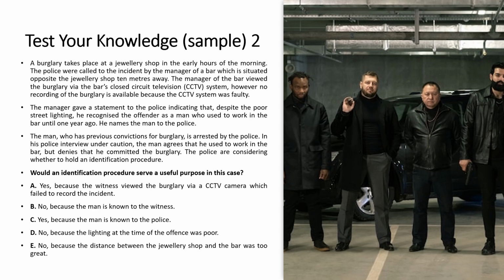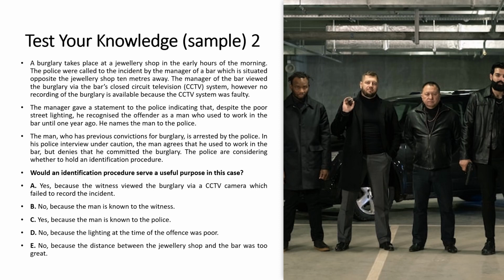However, no recording of the burglary is available because the CCTV system was faulty. The manager gave a statement to the police indicating that despite the poor street lighting, he recognised the offender as a man who used to work in the bar until 1 year ago. He names the man to the police. The man who has previous convictions for burglary is arrested by the police.